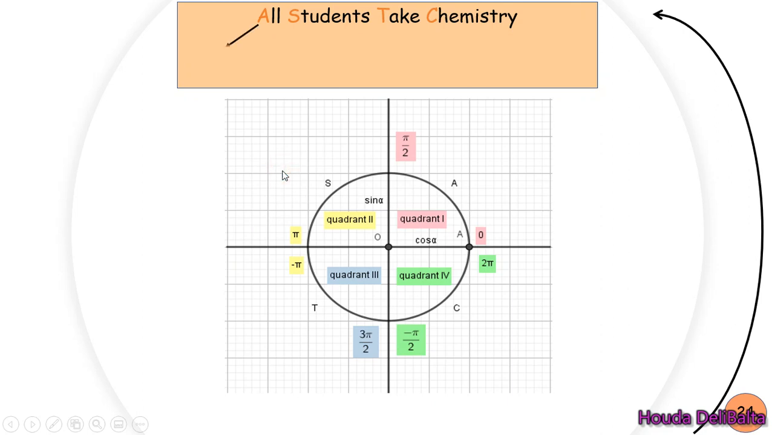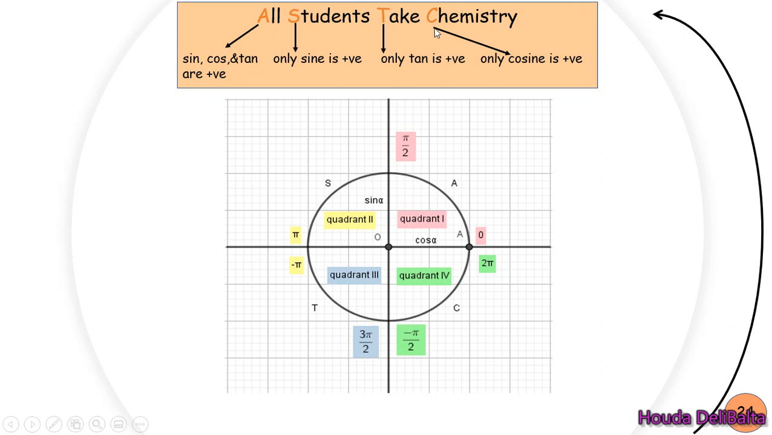Let's see. All means sine, cosine, and tangent are positive. So starting from this point and moving in the positive sense, in quadrant 1, All refers to quadrant 1. All means sine, cosine, and tangent in quadrant 1 are positive. Students, the second word, refers to the second quadrant. So in the second quadrant, Students, I care about the letter S. Only sine is positive. So S goes to sine. Only sine is positive, then cosine and tangent are negative.